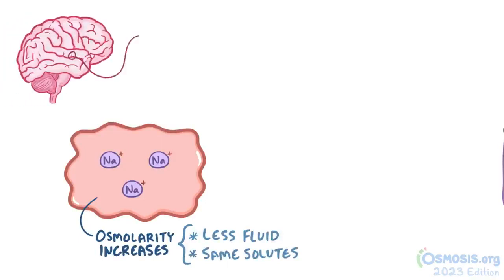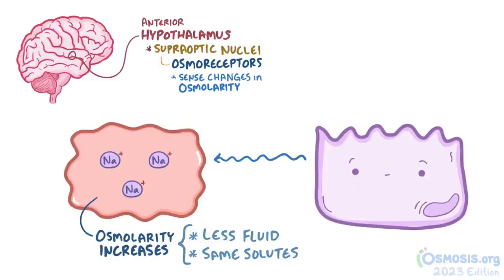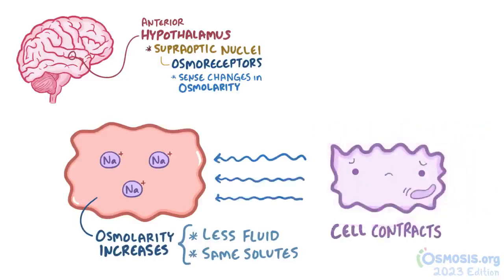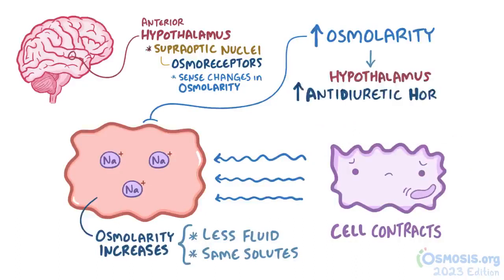First, a region in the brain called the anterior hypothalamus has a cluster of neurons called supraoptic nuclei, which have osmoreceptors that sense even tiny changes in osmolarity, as small as 1 milliosmole per liter. These neurons are always sampling the blood that passes by. With increases in plasma osmolarity, water will flow out of the cell and cause it to contract. Increases in osmolarity past the normal set point of 290 to 300 milliosmoles per liter stimulate the hypothalamus to produce antidiuretic hormone, or ADH, also called vasopressin.